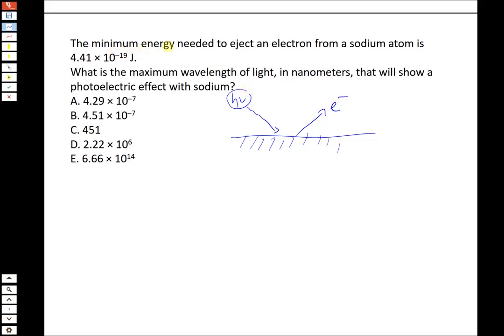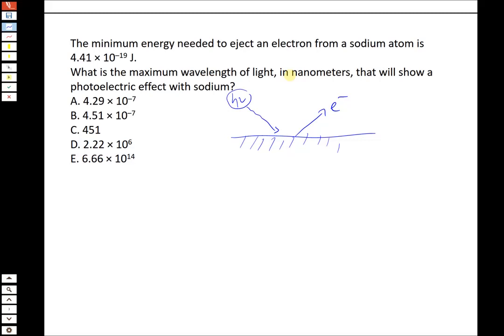So it says the minimum energy needed to eject an electron from a sodium atom is 4.41 times 10 to the minus 19 joules. So that's the minimum energy for a photon that would cause the photoelectric effect in sodium. What is the maximum wavelength of light in nanometers that will show a photoelectric effect with sodium?